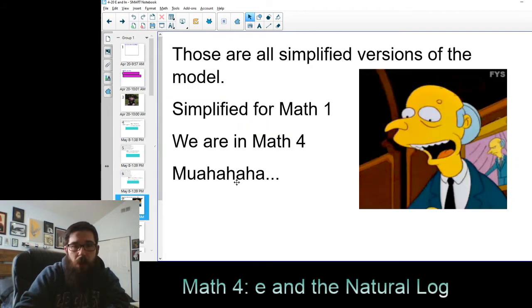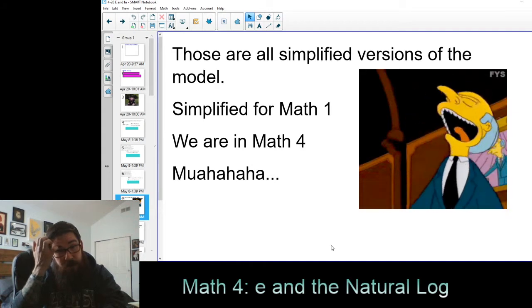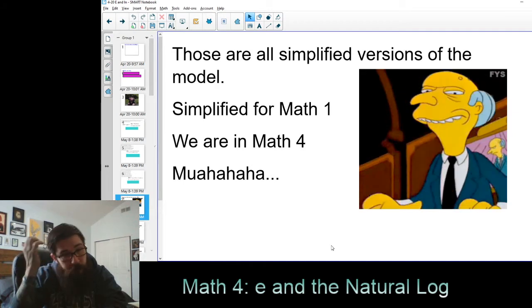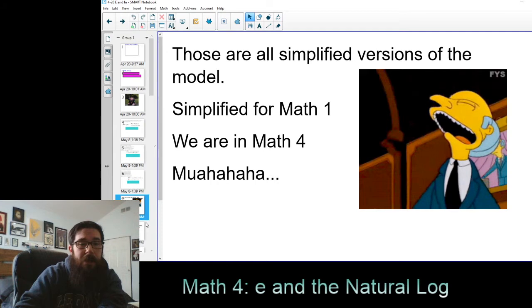Now, all of these should feel pretty simple. Like you've seen this stuff way back in Math 1. We're in a little bit higher math class, okay? So, let's amp it up.